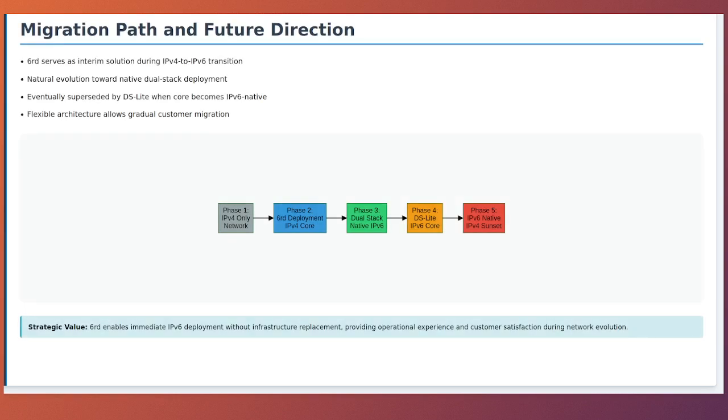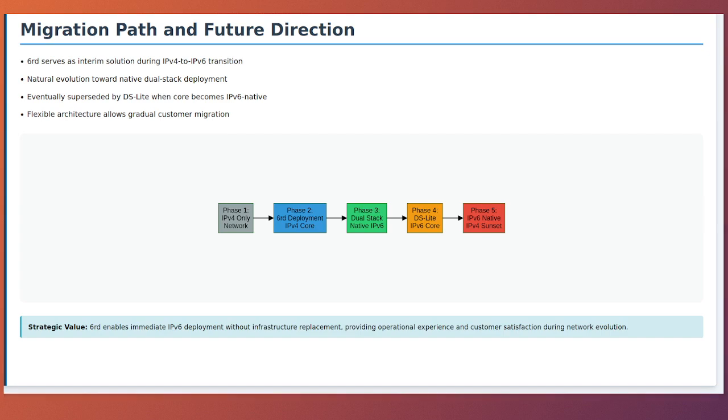Future of 6RD and migration strategies. As we conclude our exploration of 6RD, it is important to understand where this technology fits in the broader context of IPv6 transition and what the long-term migration path looks like. 6RD is fundamentally a transition mechanism, designed to be used temporarily while networks evolve toward native IPv6. Understanding its role in this evolutionary process helps in planning deployments and setting realistic expectations.